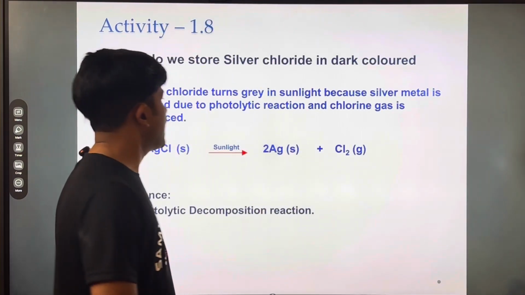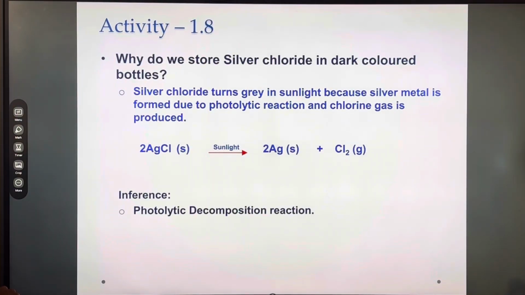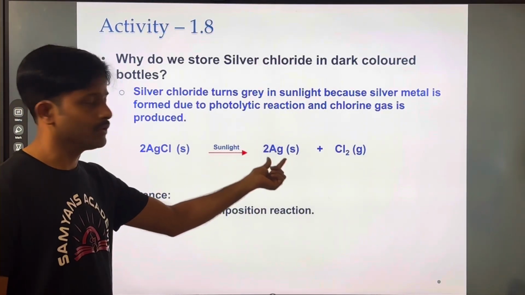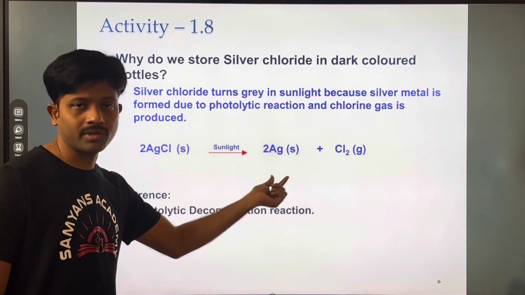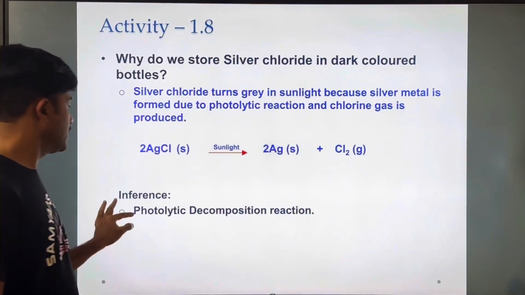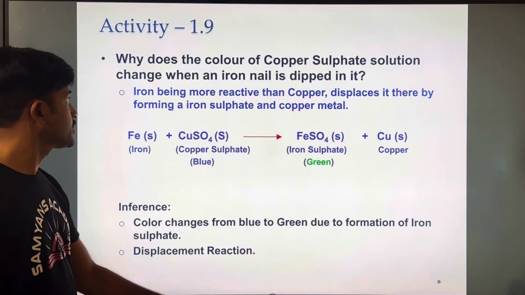One more activity we have is the photolytic decomposition reaction. In this we take silver chloride. The actual color of silver chloride is white. When you keep this in sunlight for some time, you will get a gray color because of the formation of silver, and there is a liberation of chlorine gas also. This is also an example of the photolytic decomposition reaction.